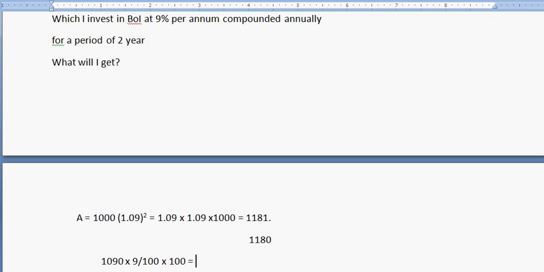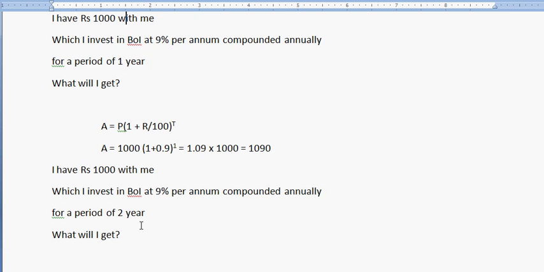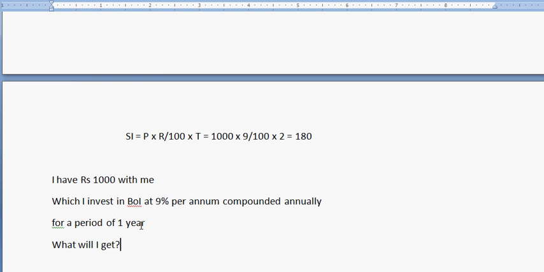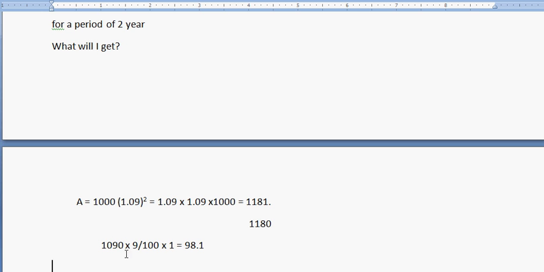So if you multiply by 1, the time period is 1, so if you do it, it would become 98.1. So over this 90 also the interest is charged, whereas in simple interest the interest would be charged only on the principal and not on the interest which is compounded or which is added to your account. So we can break this as well and see the difference.